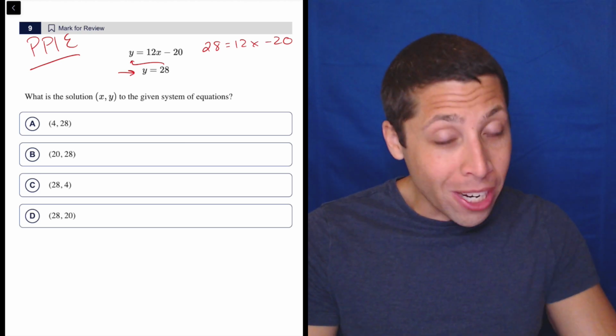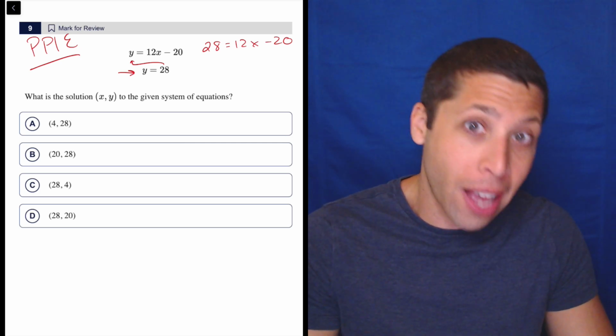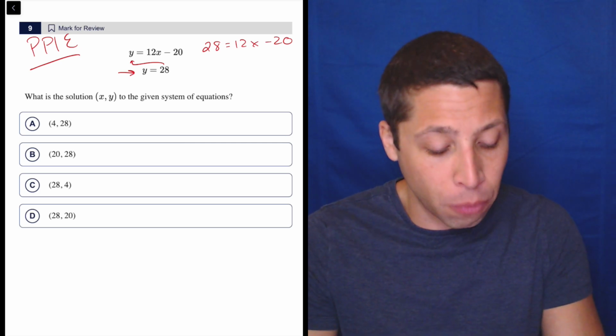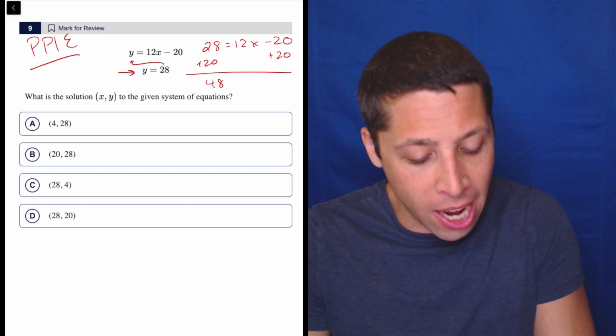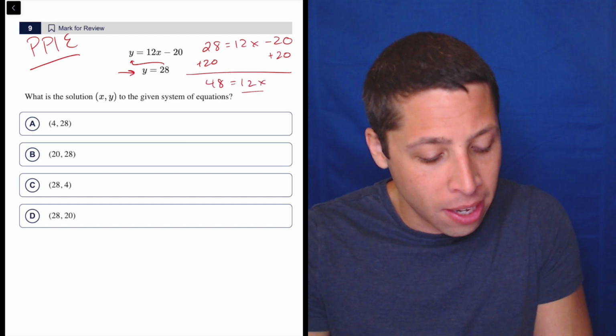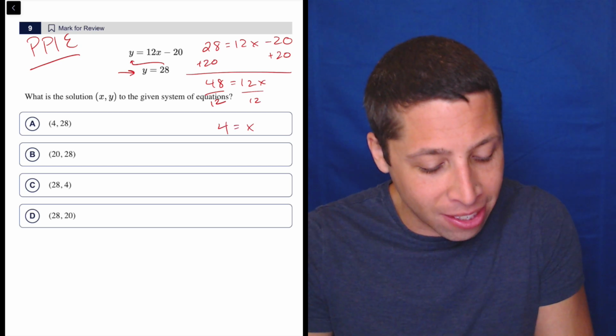Again, you really need to know how to do this. This is pretty basic algebra. You could go to Desmos again at this point if you really wanted to, and it'll solve it for you. But I would just say add 20 to both sides, right? We get 48 is equal to 12x. Then divide by 12, divide by 12. It's kind of messy here. And we get x is 4.